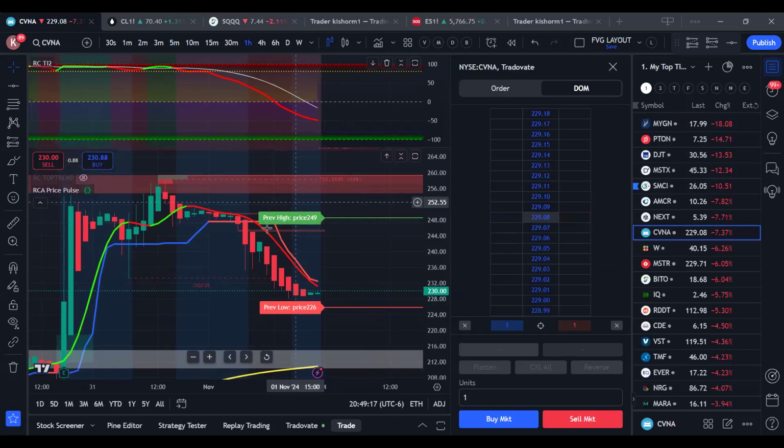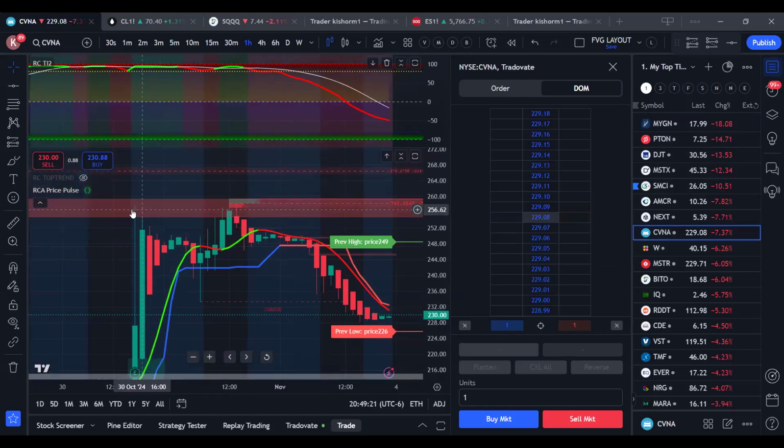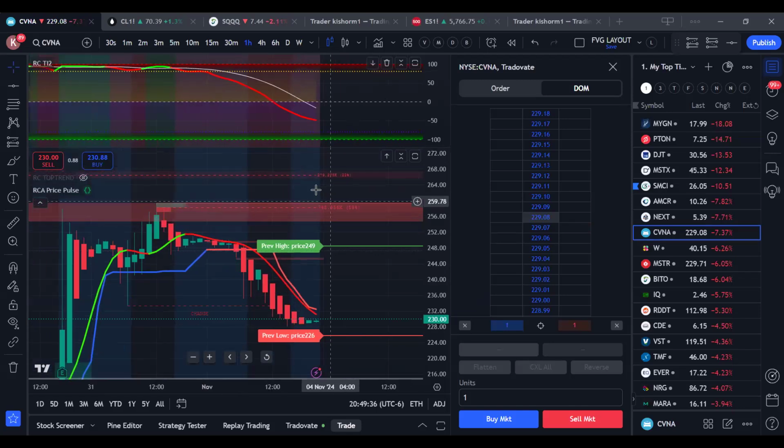So your previous high price is 249. So what they did, right, on a Friday, they tried to take it a little bit up. Then the previous day, after earnings, it went to 257. They took it all the way to 259, and there was a lot of liquidity there. They took it there and then dropped it all the way.